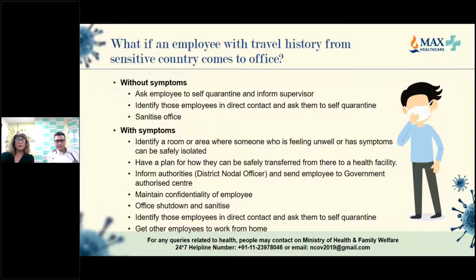So even if you're asymptomatic, but coming from a few countries which are sensitive and everybody knows about it, there has to be a quarantine. A travel history from overseas amongst the employees, even without symptoms, means they have to be quarantined at home. With symptoms, it's very easy because you get to know, and then the whole task force comes into place. But what goes missing is when people come back asymptomatic from wherever they were traveling overseas. So that as a policy is very important in your organization.